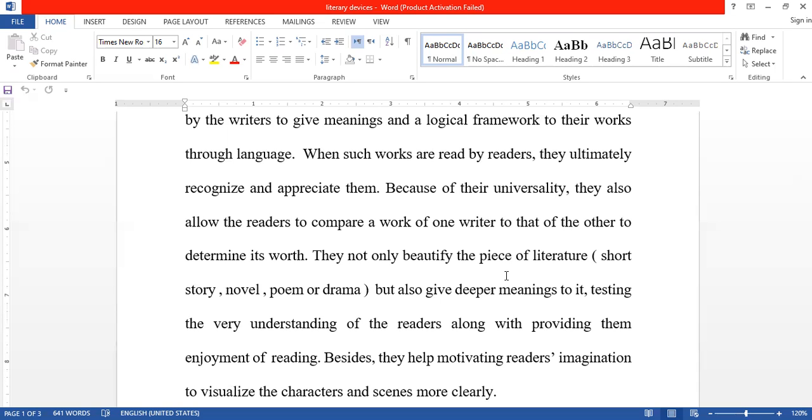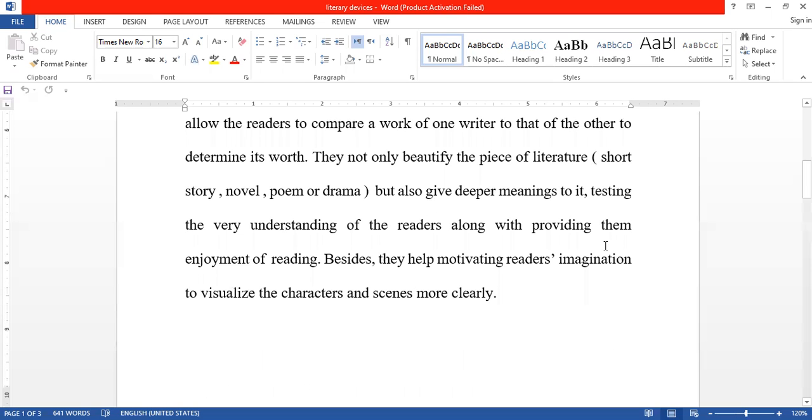Let's go ahead. Besides, they help motivating readers' imagination to visualize the character and the scene more clearly. Thank you so much. Very good.